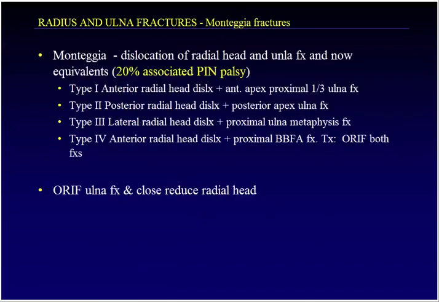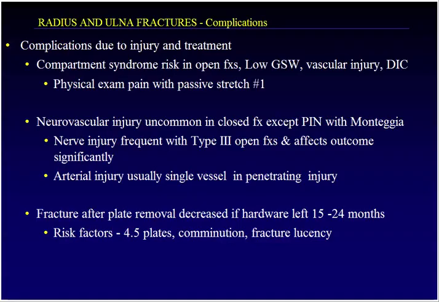The Monteggia fracture involves dislocation of the radial head associated with a fracture of the ulnar shaft. The significant thing about a Monteggia injury is 20% of them can present with posterior interosseous nerve injuries. There are types 1 through 4 described. You will not be tested on recognizing those types, but the important fact is to remember that there can be different types of displacement of the radial head, either anterior, posterior, or lateral, and that's how you classify them.